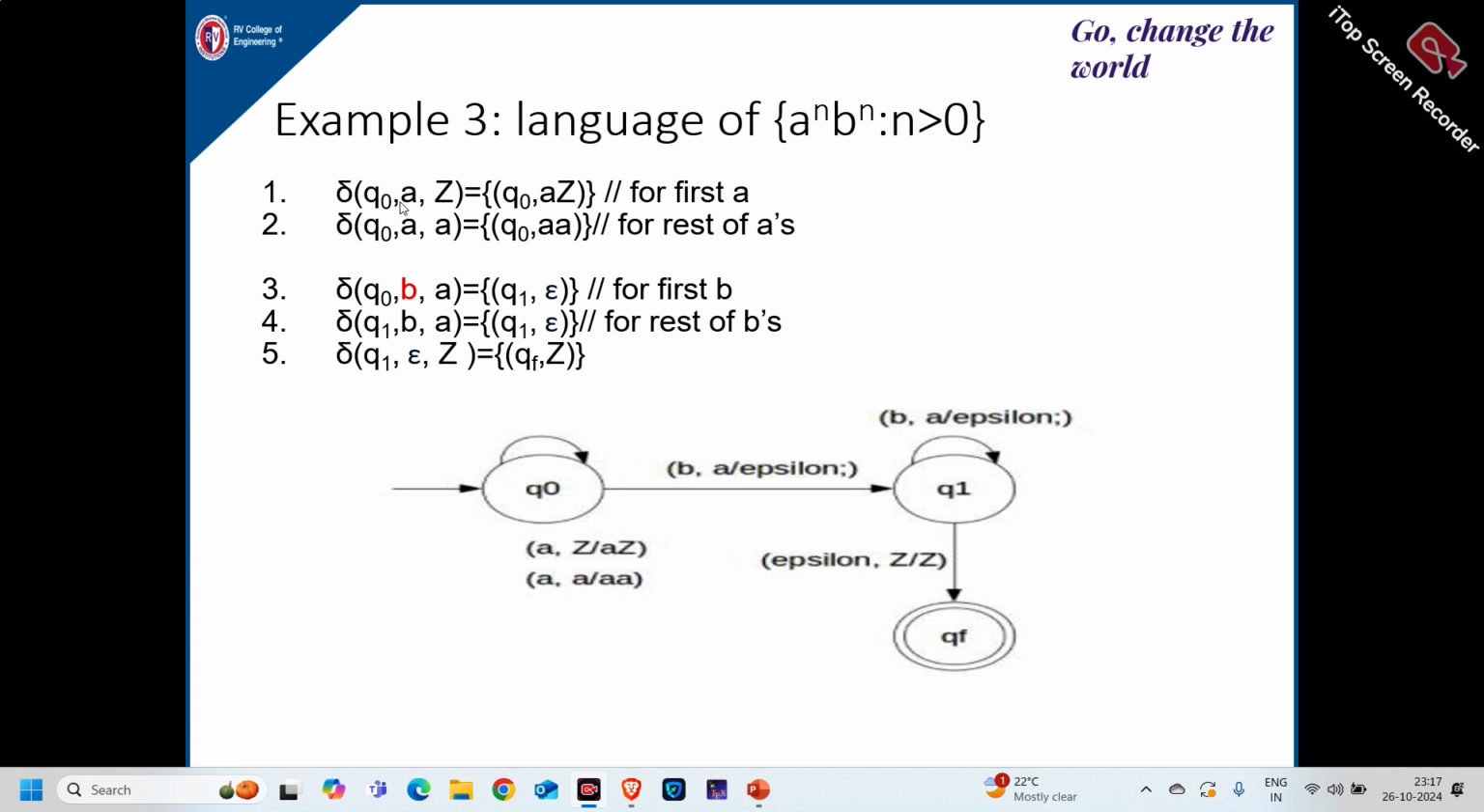So delta of q0 on a, Z: I have to push the representative. Z is at the top previously, now I am pushing a, so now a is my top of the stack. I remain in the same state. So this is what I will be doing for the first a.